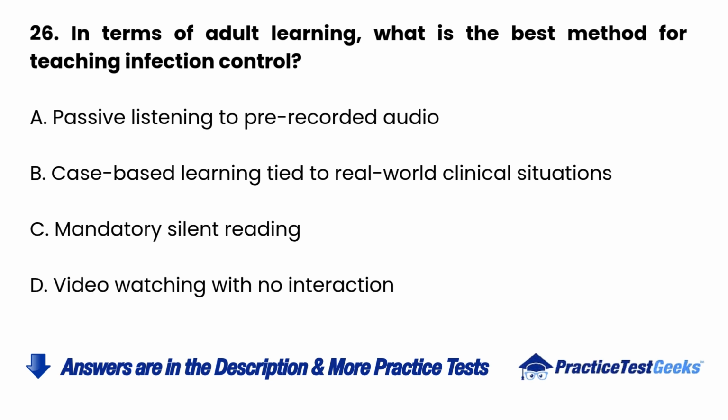26. In terms of adult learning, what is the best method for teaching infection control? A. Passive listening to pre-recorded audio. B. Case-based learning tied to real-world clinical situations. C. Mandatory silent reading. D. Video watching with no interaction.